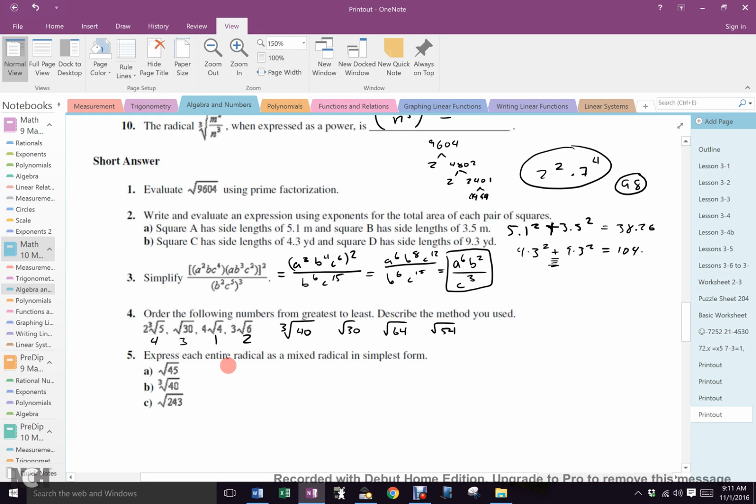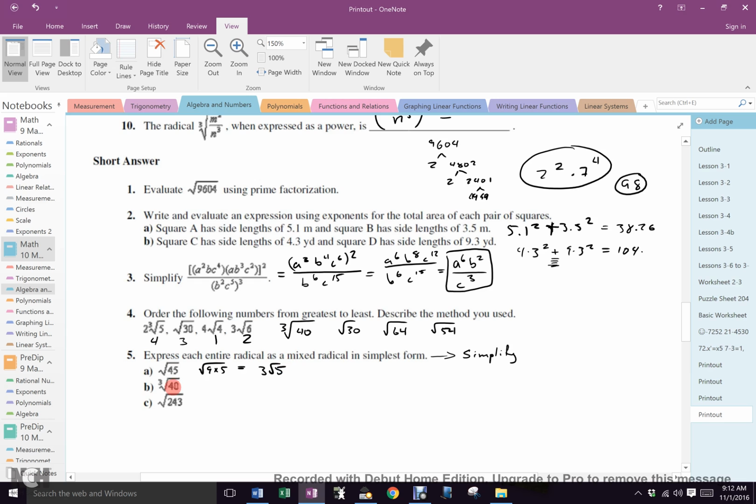Okay. Express each radical as a mixed radical in simplest form. So guys, this is simplify. Some of you screwed that up on your radicals test. When I said simplify, a bunch of you just punched it into your calculator. That's not what I'm looking for. Simplifying a radical means you break it down, but you leave it as a radical, unless it ends up perfect, right? So this is the root of 9 times 5. What's the square root of 9? So it's 3 root 5.